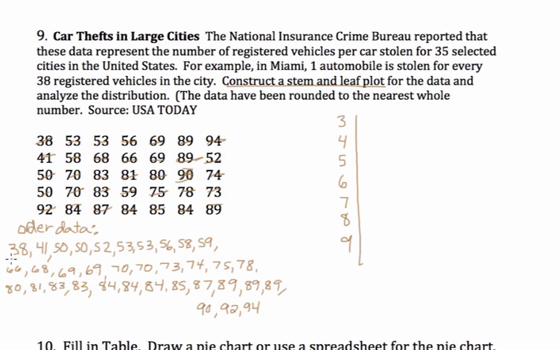Now, I only have one 30, 38. So I put the 8 of the 38 there. Likewise, I only have one 40, just a 41, so I'll put the 1 of the 41 on this side. I have a bunch of 50s: 50, 50, 52, 53, 53, 56, 58, 59. So I'm going to put the 0, 0, 2, 3, 3, 5, 6, 8, 9 here in order with no commas.